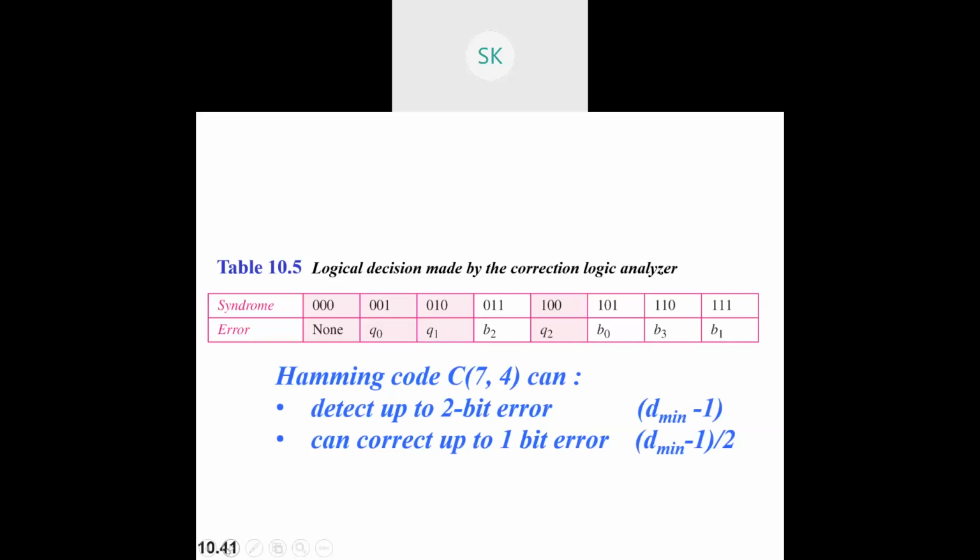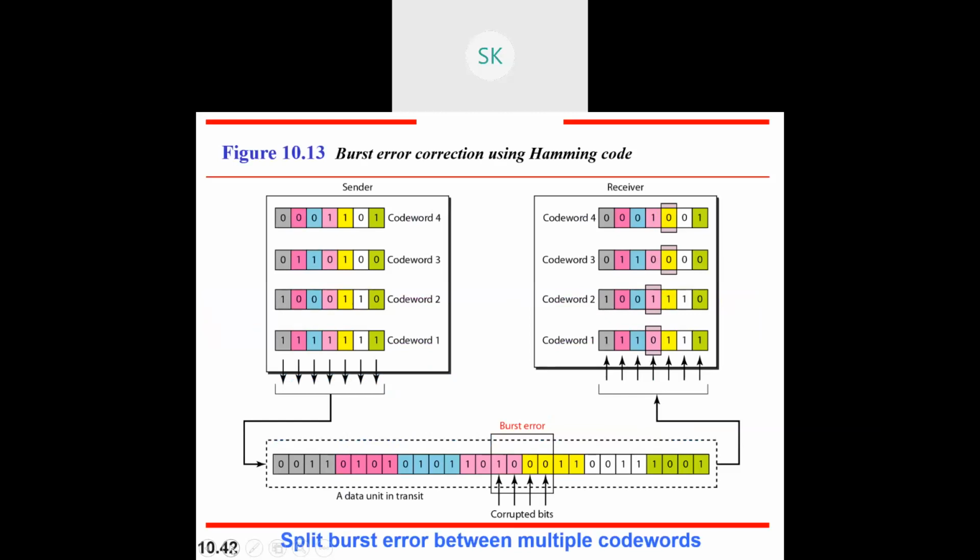So that's what we have identified, 2 errors in that particular example, but we can correct only 1 bit at a time, not more than that. So that is how it will be done with respect to your Hamming code calculation.